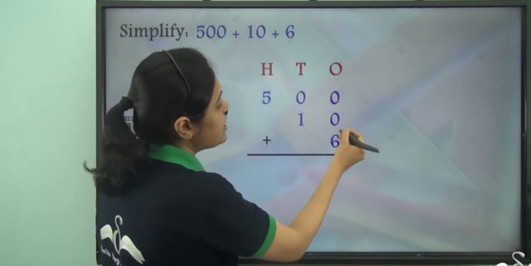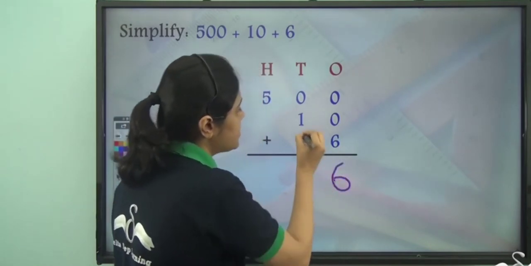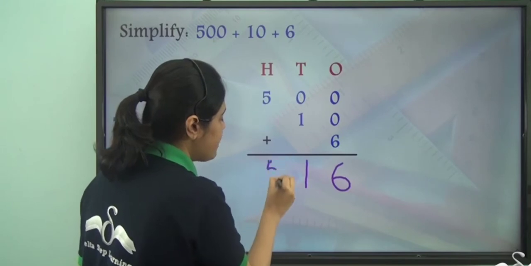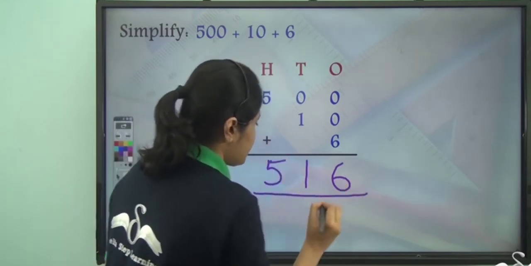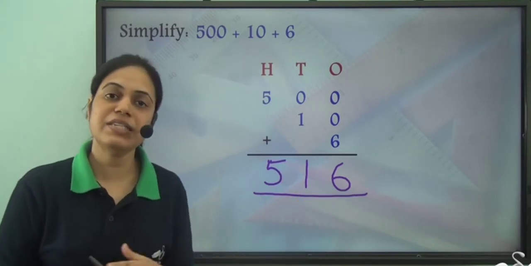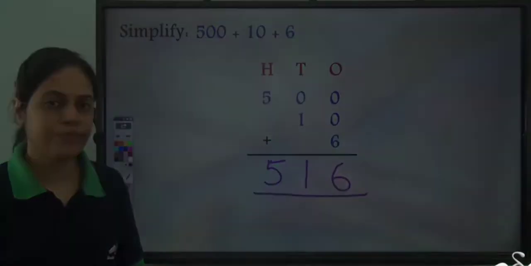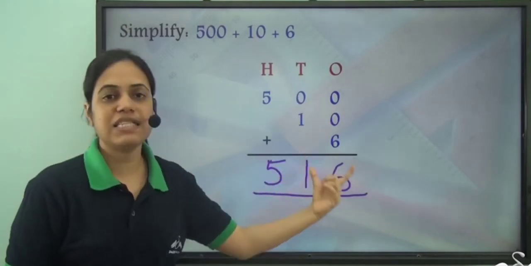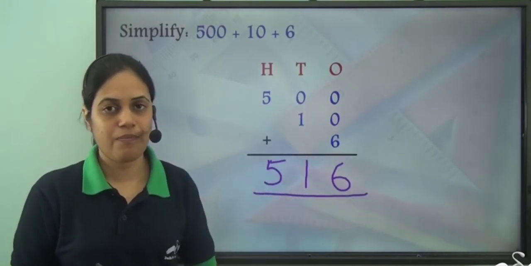So 0 plus 0 plus 6 gives me 6. 0 plus 1 gives me 1. And I have 5 here. So the number is 516. 516 is the original number. Now we have got this by adding the place values in the expanded form.